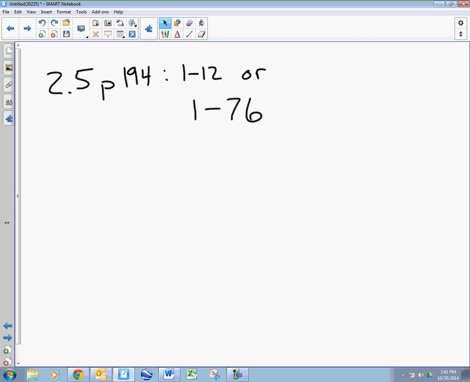I thought you would laugh. Schaefer's laughing. Yeah, if you want to do 1 through 76 instead of 1 through 12, you can. That's fine. Oh, yeah. Yeah, you do. No, you have to do 11 and 12. So you can do 11 through 76.